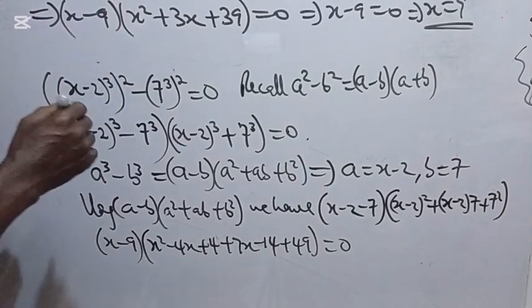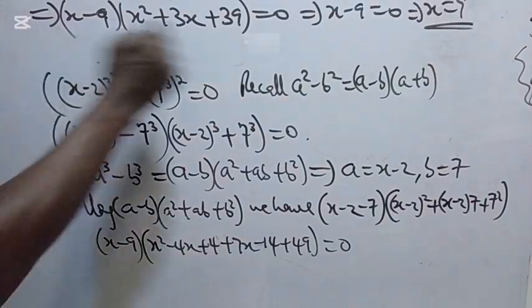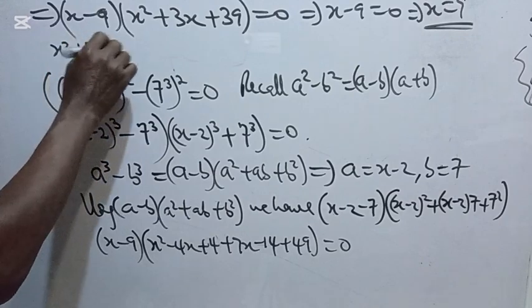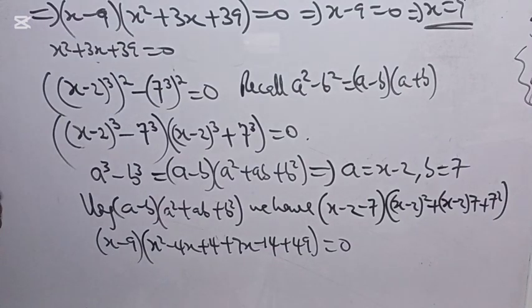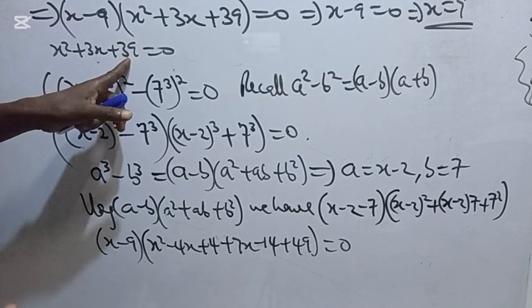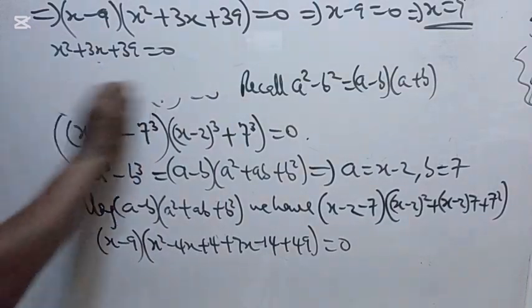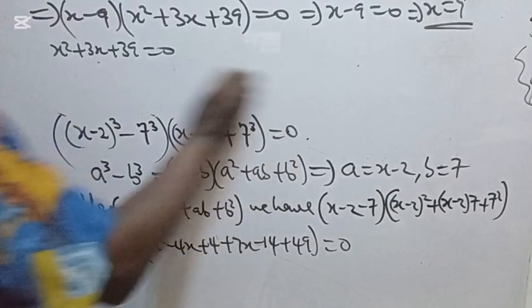Beautiful. So now, the next one is x squared plus 3x plus 39 equals 0. We cannot factorize this because there's no pair of factors of 39 that add together to give us 3. The multiple of 39 is 13 times 3, and it will not give us 3 when we add. So, what do we do now?